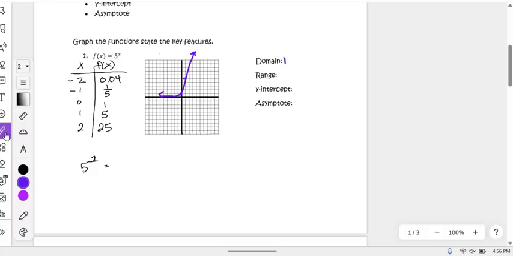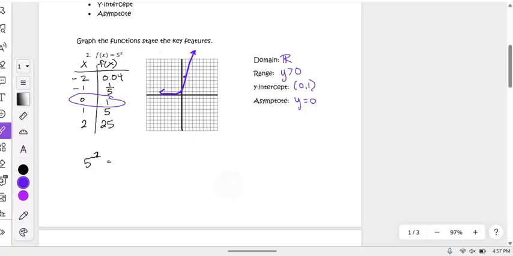Your domain is going to be all real numbers, because if you were to pull that graph down to your x-axis, it would hit every single x value. Your y-intercept is where it crosses the y-axis, so it's (0, 1). And then your asymptote is y equals 0. It approaches y equals 0, but never quite hits it. So then your range is y is greater than 0. Eventually your asymptote can change, so that will be in the transformation portion.